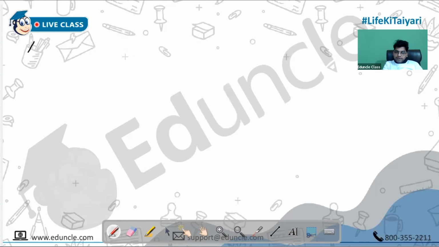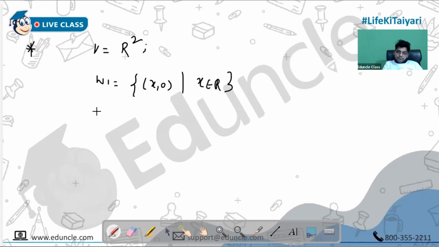One more example you can take. I have taken the vector space V equal to R square, and W1 is only the points lying on the x axis. This is a subspace, and W2 is also the points (0, y).